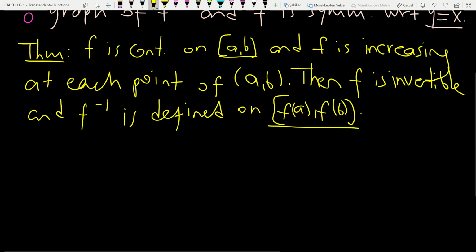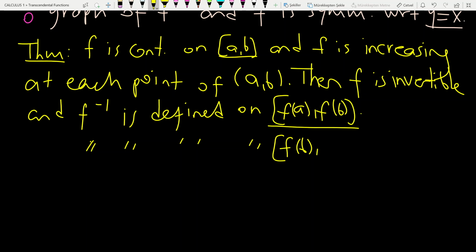If f is decreasing, it is the second part of the theorem. If f is decreasing rather than increasing at each point of the open interval AB, then the function f is still invertible, and the domain of f inverse is the closed interval f of b, f of a. Okay, it is the main theorem about inverse functions.